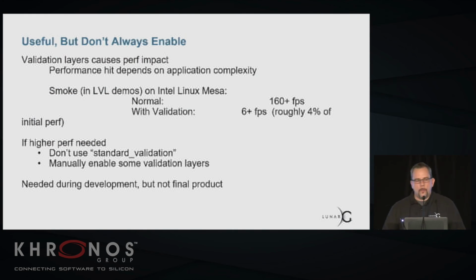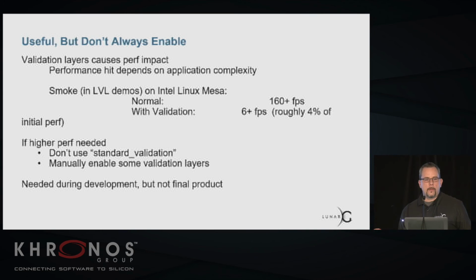So you don't want to leave validation on. This is one of the reasons it's a layer. In OpenGL, it was always there. It was always impacting your application. Because it's an optional layer, you can turn it off. If you turn on all the validation right now in one of our tests, you go from 160 frames per second down to 6. Now this application is multi-threaded, it's running a lot of draw calls, it's doing a lot of work, but you can see that you definitely don't want to try to accidentally ship with validation layers enabled.